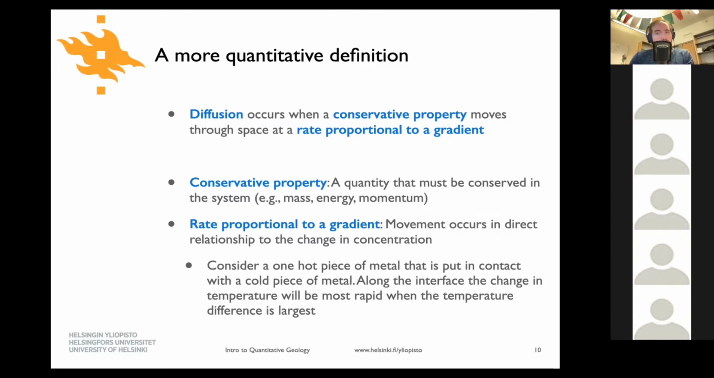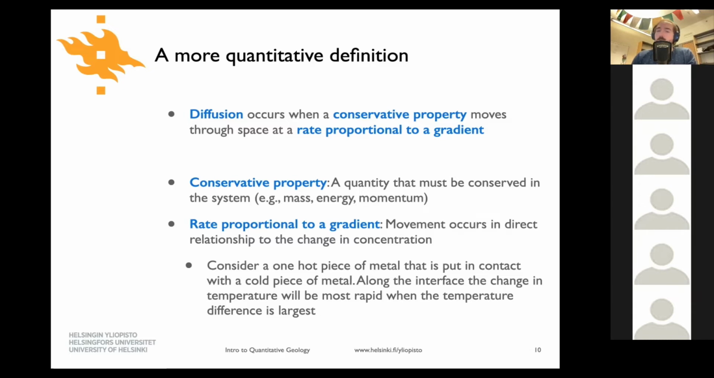First off, conservative property might not be an immediately familiar term, but this is a property that must be conserved in a system. For instance, if we're dealing with an ideal world, we might assume that energy is conserved as a result of a diffusion process. So we're not creating or destroying energy as a result of diffusion. We're just distributing it differently. The same thing would be true of mass. If we looked at that example of particles of A and B mixing with one another, we're not creating or destroying mass. We're simply trading places. As a result, we're conserving mass in that example.